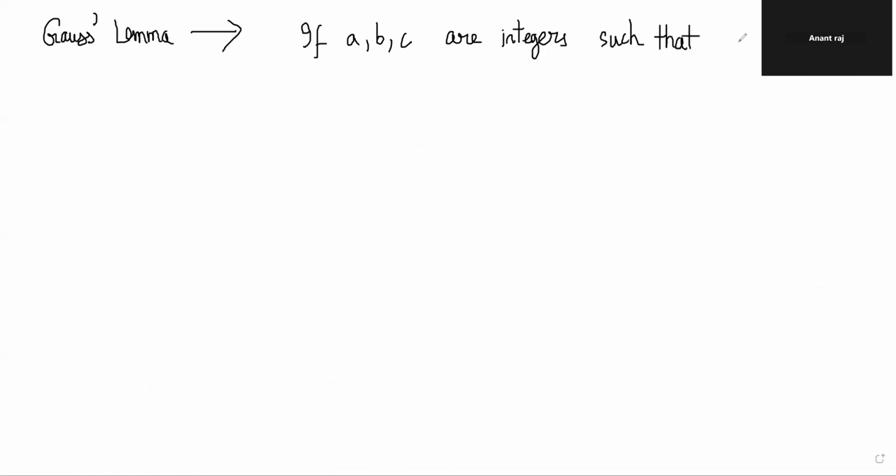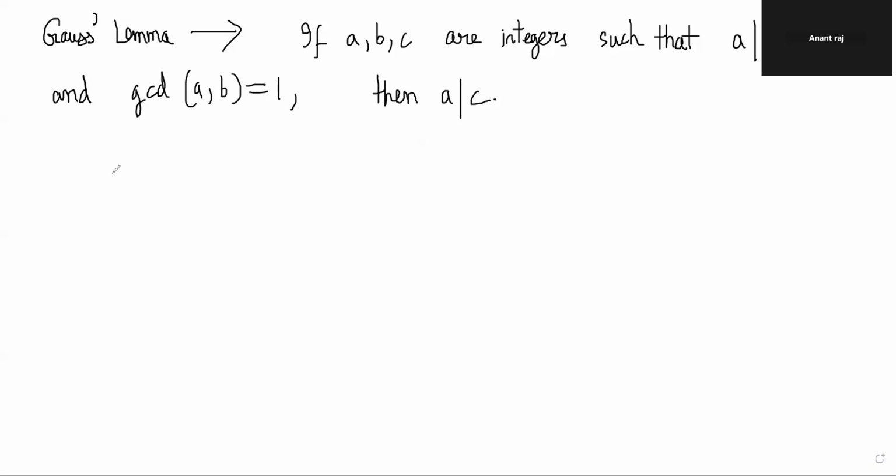Gauss's lemma. It says if A, B, C are integers such that A divides BC and GCD of A and B is 1, then A divides C. Now, it seems like an obvious statement.